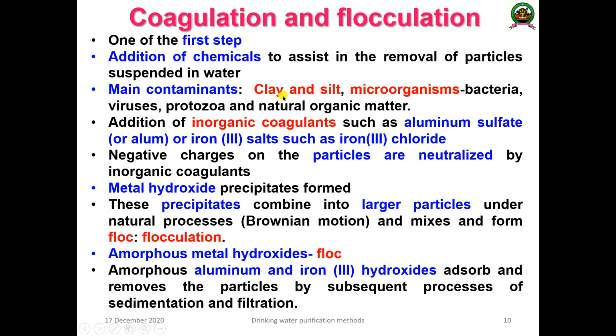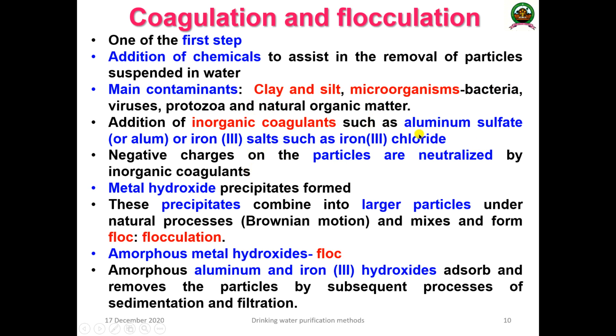And the main contaminants are clay and silt, and microorganisms such as bacteria, viruses, protozoa, and natural organic matter, such as fecal matter. So then, the addition of coagulants. What you need to do is, first, we are going to perform coagulation. When you need to add inorganic coagulants such as alum.